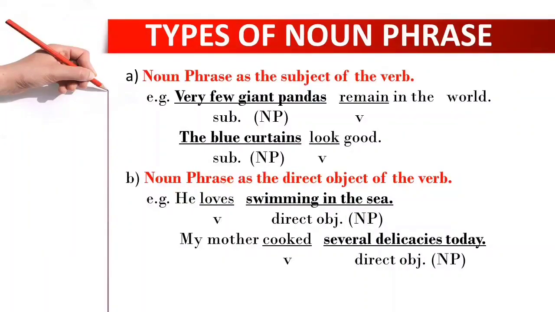My mother cooked several delicacies today. My mother cooked what? The answer is several delicacies today. Here, several delicacies today is noun phrase and it acts as the direct object of the verb cooked.